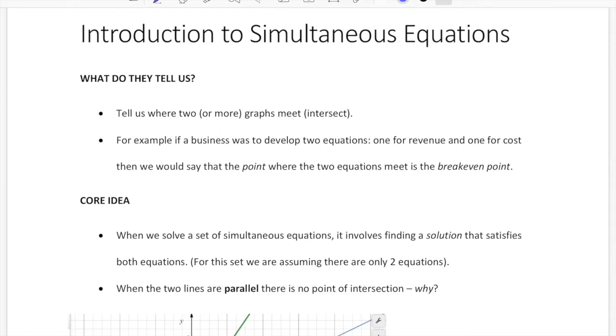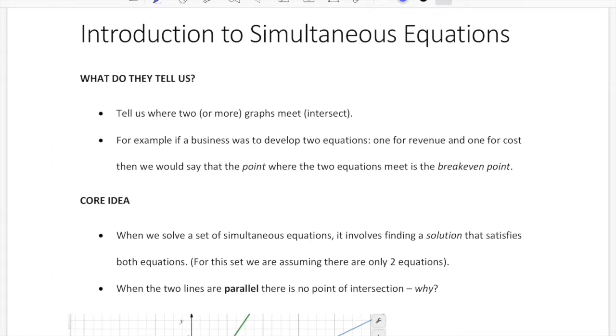We use them to identify profit and loss. So for example, a business might look at how many units they need to sell in order to make a profit, how many they will need to break even, or even how many units they'll sell in order to make a loss. Air traffic controllers also use simultaneous equations to ensure that two planes don't intersect at the same time.